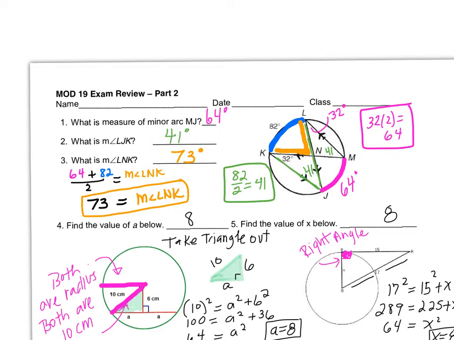Now, the orange angle is a little tricky because it looks like a central angle, but there's no dot on this picture that shows me something's a diameter. I don't see any of that. So I'm going to assume that it's not a central angle because there's no dot. So what I have to do is add the arcs that are across from it, which is the 82 and the 64. And I'm going to divide that by 2. And I'm going to get my orange angle. So the orange angle is actually 73.